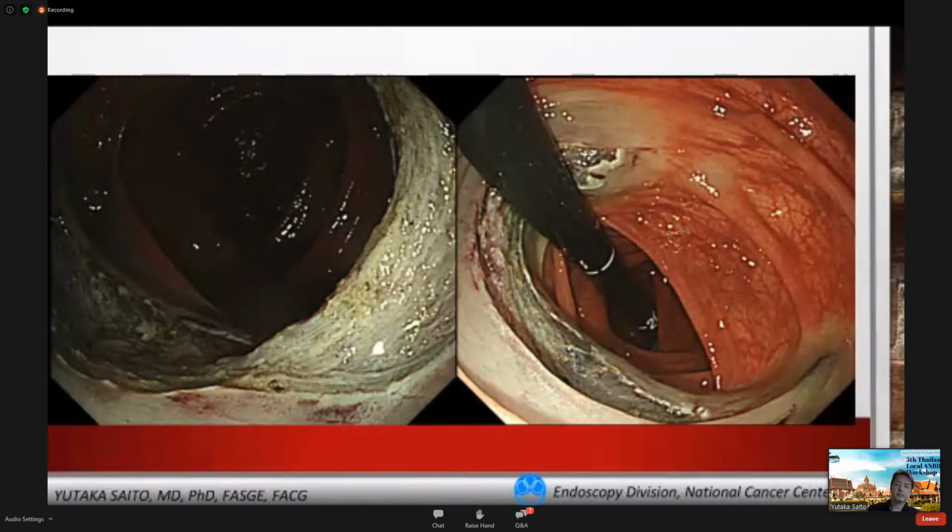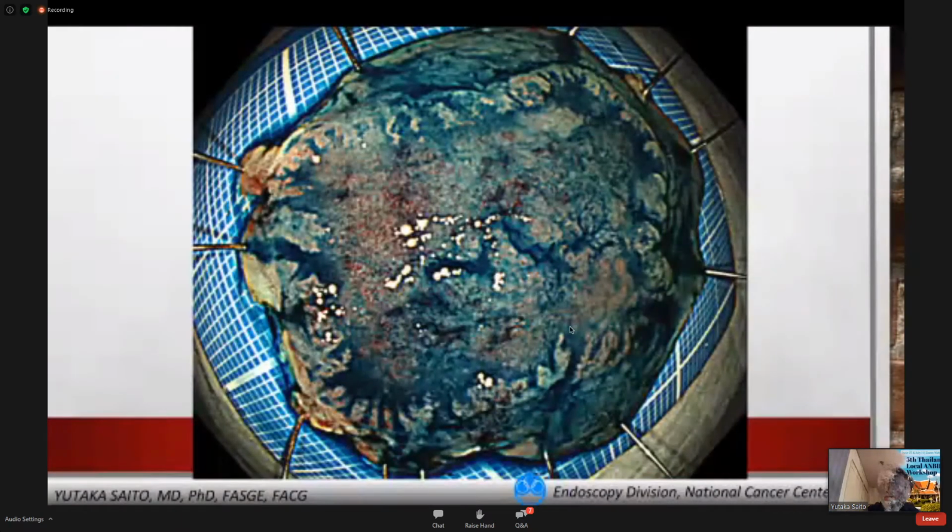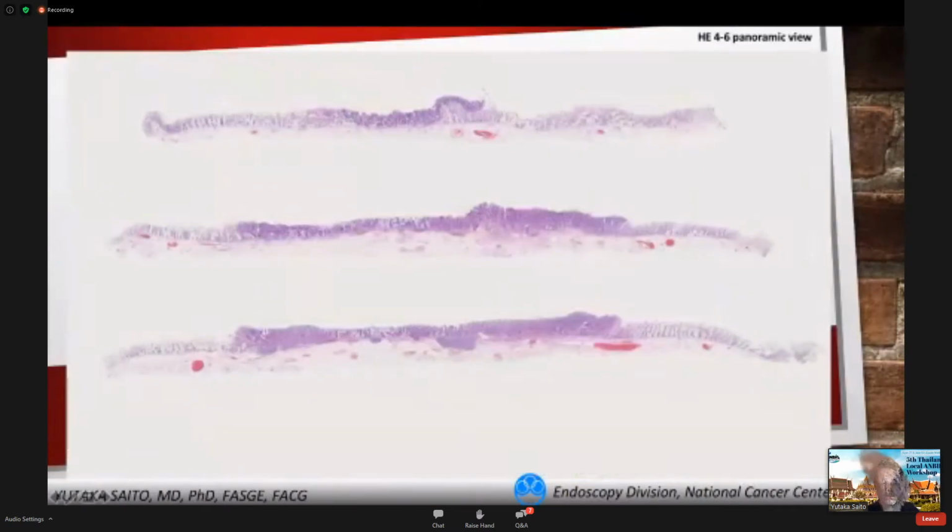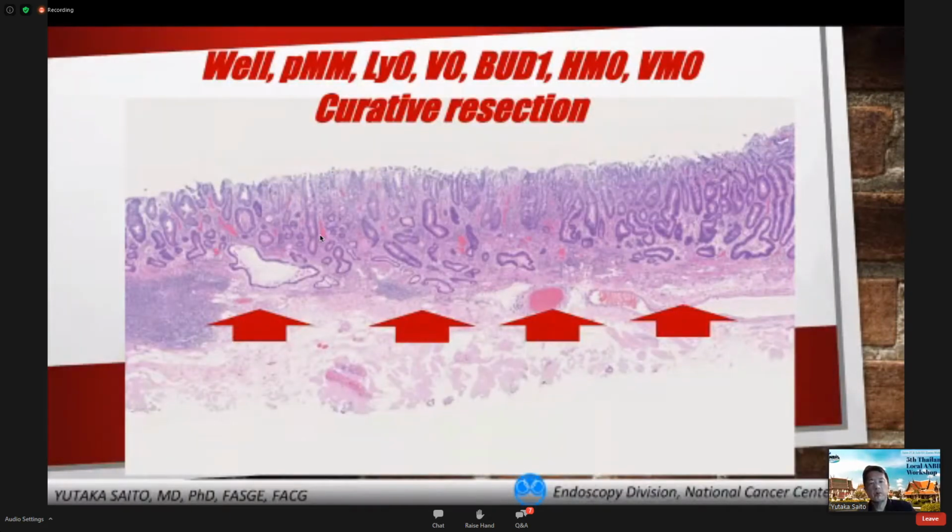And this is the resected specimen. This area could be the deep depressed component. This is a pathologic loupe view of the resected specimen. This is the deepest portion of the histology. The histologic diagnosis was well differentiated adenocarcinoma, with muscularis mucosa invasion in the depressed component, but no submucosal invasion, no lymphovascular invasion, and budding grade 1. So curative resection was achieved in this patient.